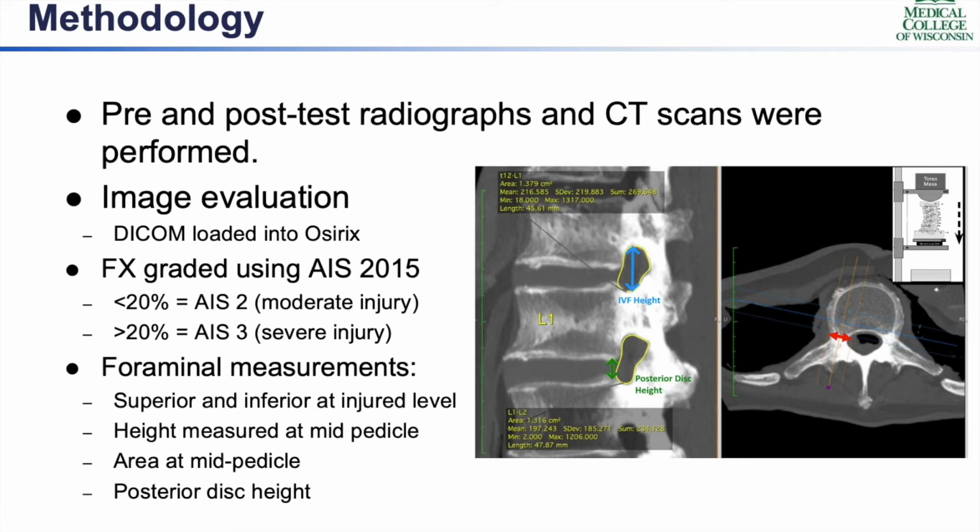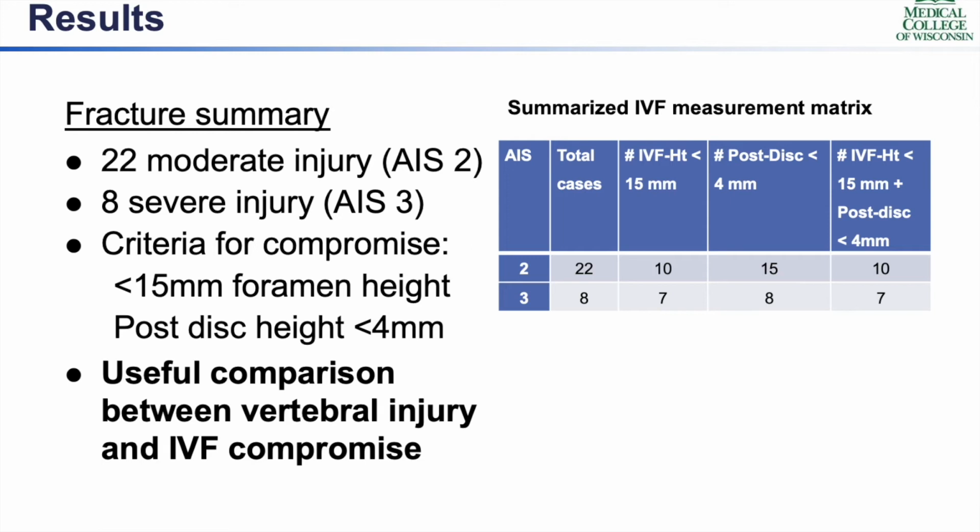Vertebral body fractures were graded based upon the compression of the vertebral body and were classified as stated in bullet point 3. We then performed foraminal measurement looking for evidence of disc collapse, and the parameters used are listed in the last point. Here is what we found: 22 moderate injury and 8 severe injury. The third bullet lists the criteria we used for evaluating the foraminal compromise.